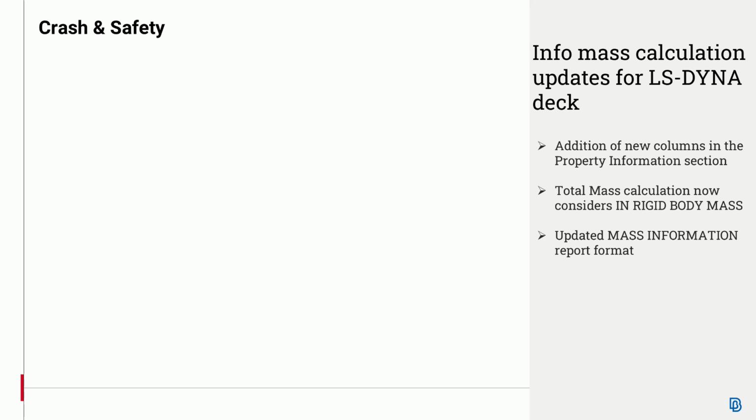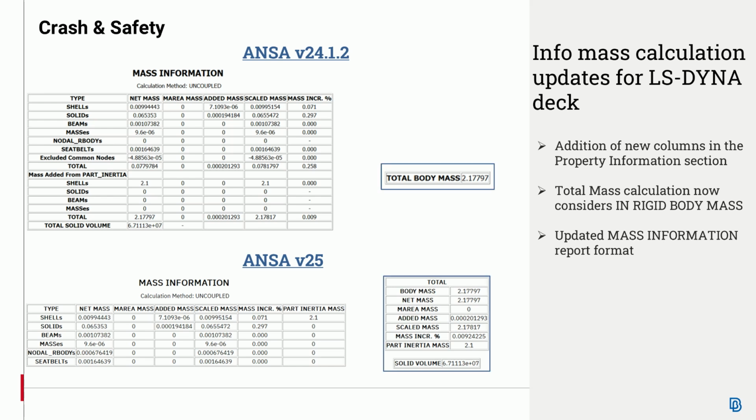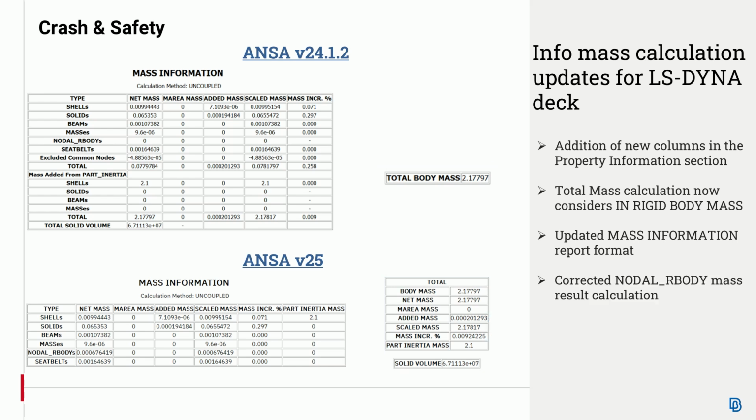General updates in the mass information report format. These updates apply to how mass per type and how the total body mass are reported. Finally, nodal or body mass result calculation has also been corrected.